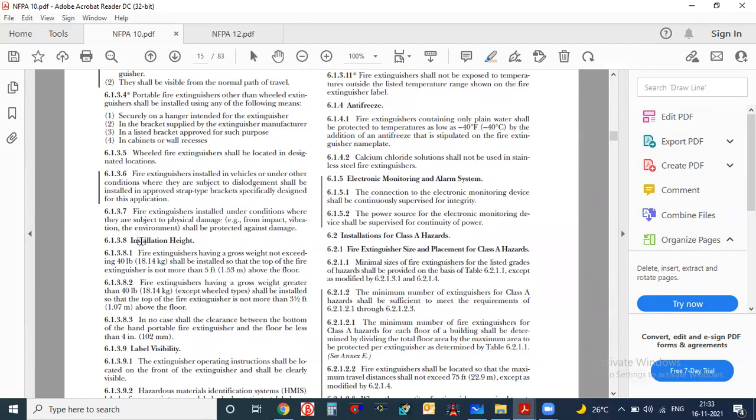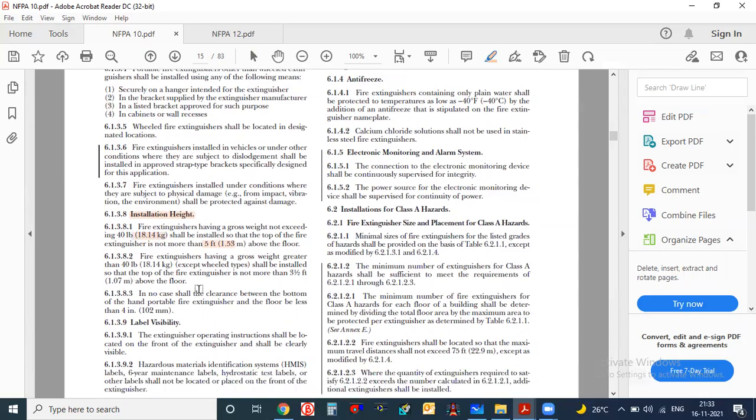If you want to check the height, this is the height given, not more than 5 feet. It should not be more than 5 feet, like up to 1.5 meters it can be there. And here they have given the weight also, 18 kg.